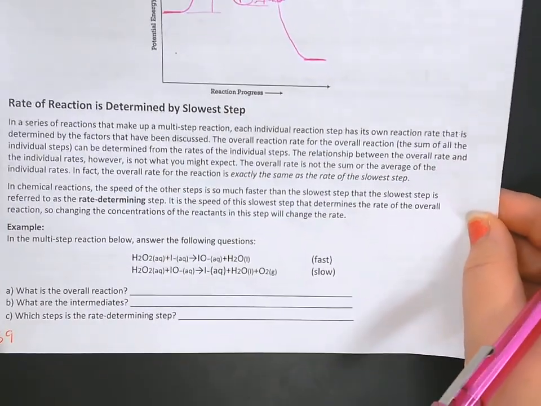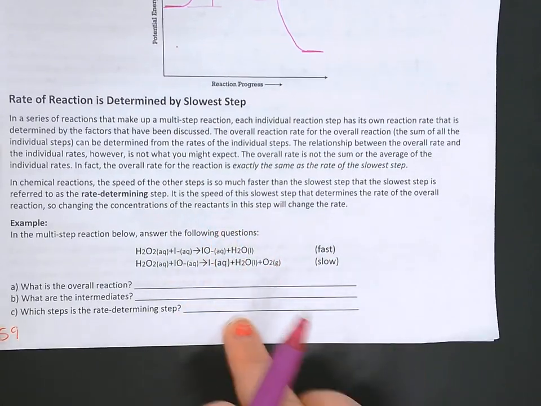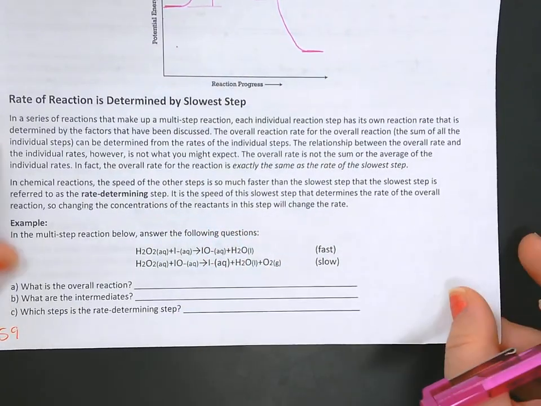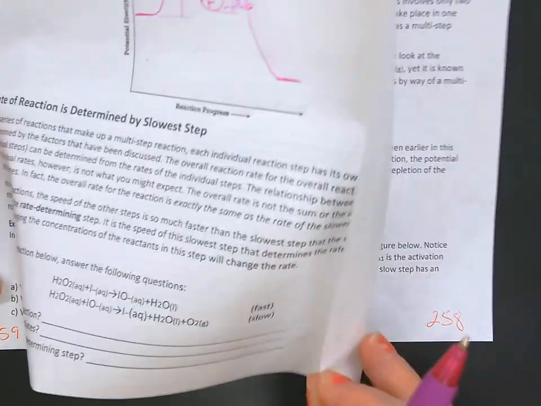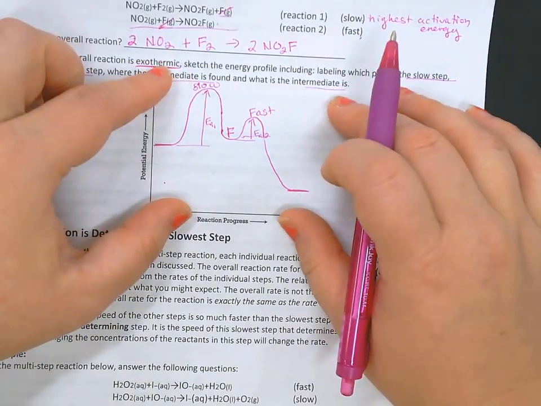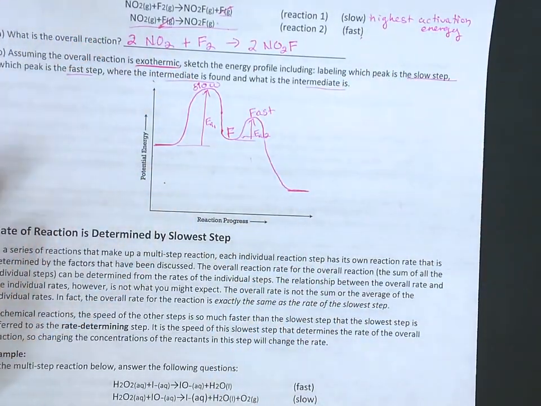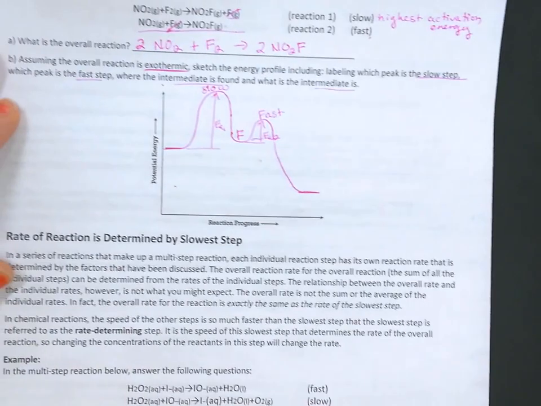So that's the first example. There is a second example. It's looking at a multi-step reaction, labeling our overall, things like that. But we've done some practice on that before. So your practice on this is looking at a couple of the graphs, analyzing them, and looking at their rate determining steps from them. All right, thanks guys.